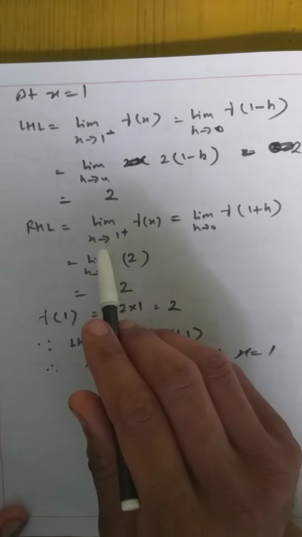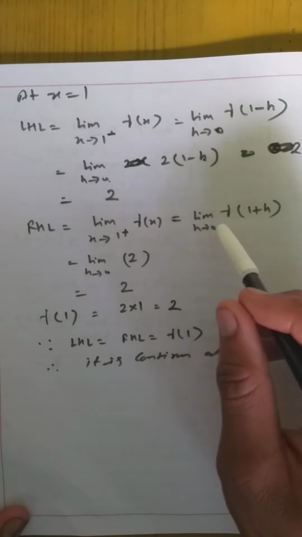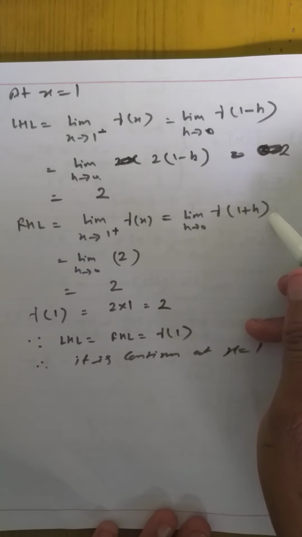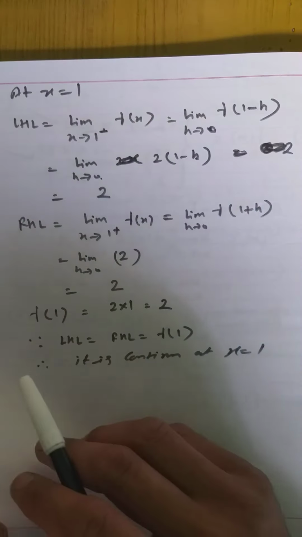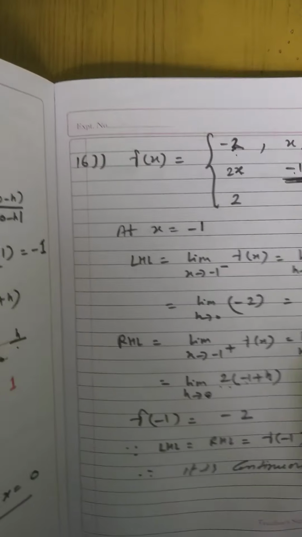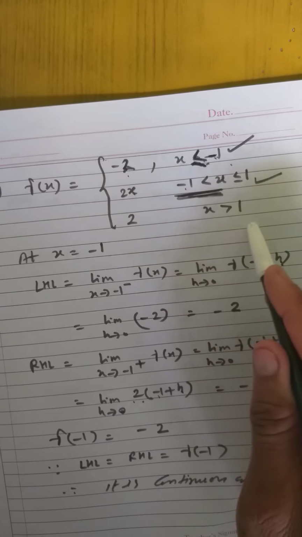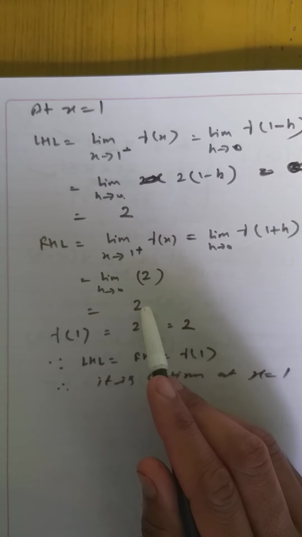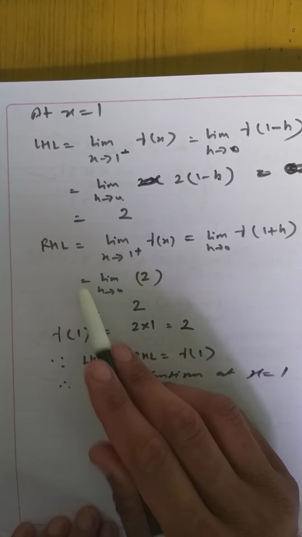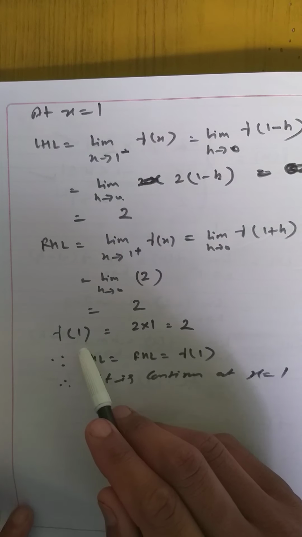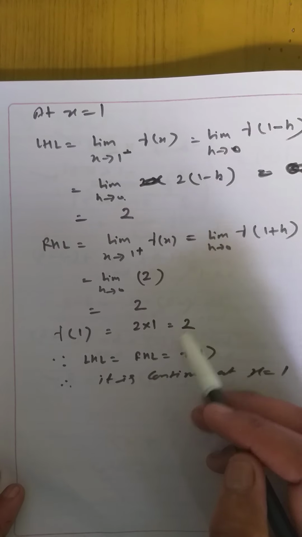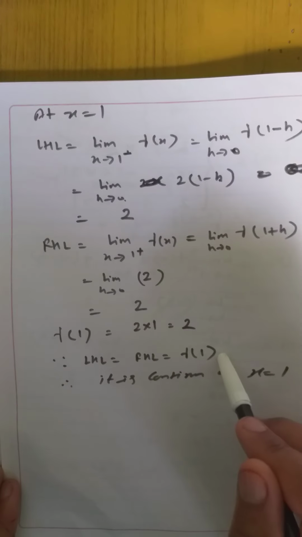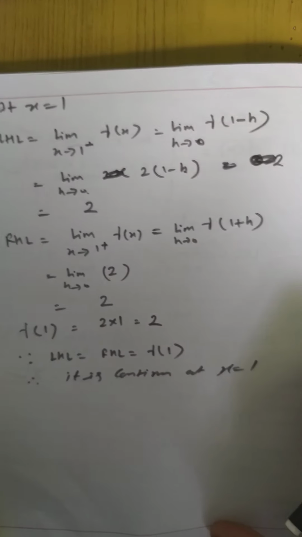Right hand limit, x tends to 1 positive, f(x) equal to limit h tends to 0, f(1 plus h). 1 plus h means greater than 1, which lies in the constant part, so you can put 2. Right hand limit equal to 2. Now the value of the function f(1) equal to 2 into 1 equal to 2. Since left hand limit equal to right hand limit equal to value of the function, the given function is continuous at x equal to 1.